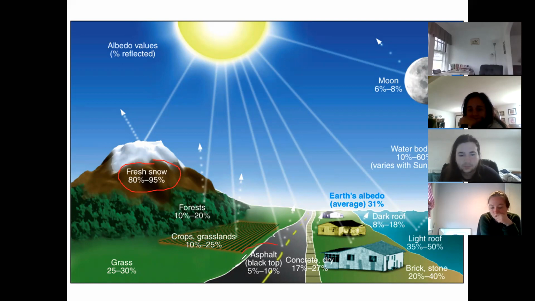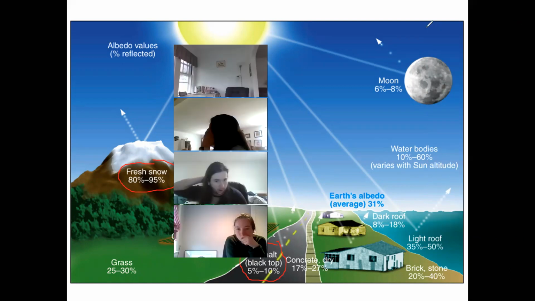Maybe you've heard that it's always warmer in the cities during the summer. That's because the cities are covered in concrete and asphalt and blacktop, which can be as low as 5 to 10% albedo. Here's an interesting one. 2/3 of the Earth's surface is in the form of water, and water's albedo can dramatically vary from 10% to 60% depending upon the altitude of the sun.